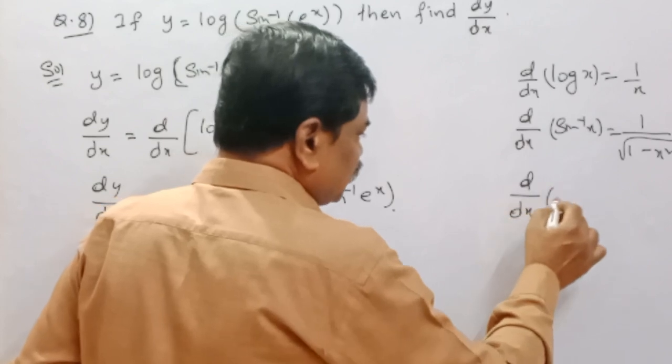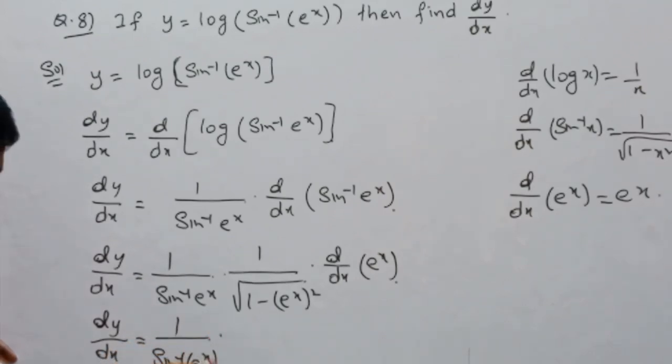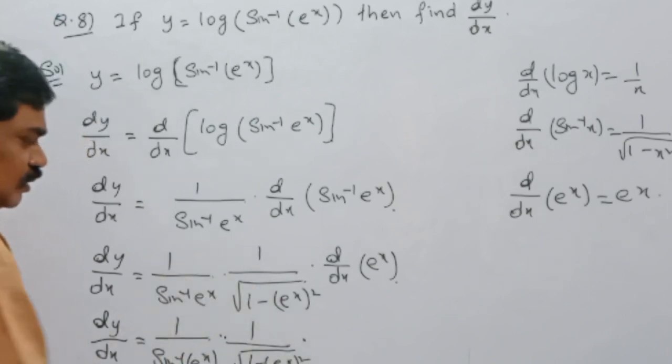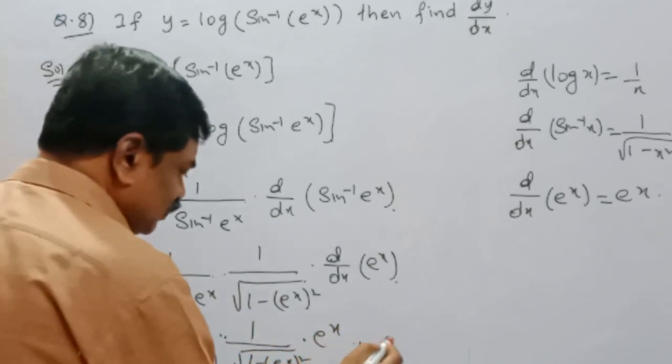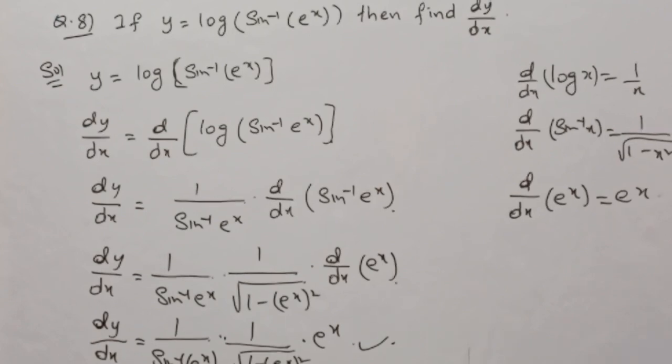d by dx of e power x is equal to e power x, we know that. So what is the final differentiation? dy by dx is equal to 1 by sine inverse e power x into 1 by root over 1 minus e power x whole square into e power x. So this is the differentiation of the given y is equal to log of sine inverse of e power x. Okay, all of you. That's all.